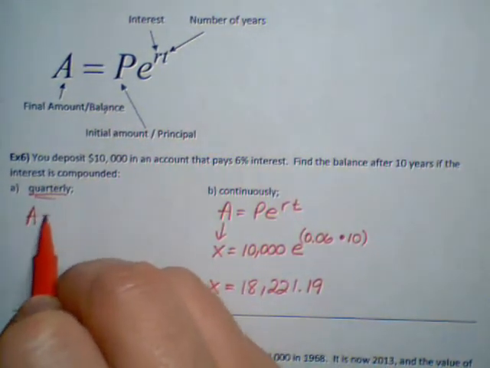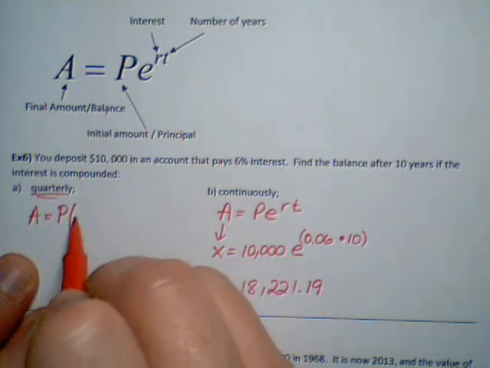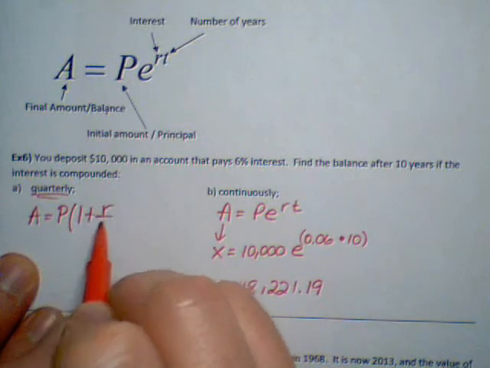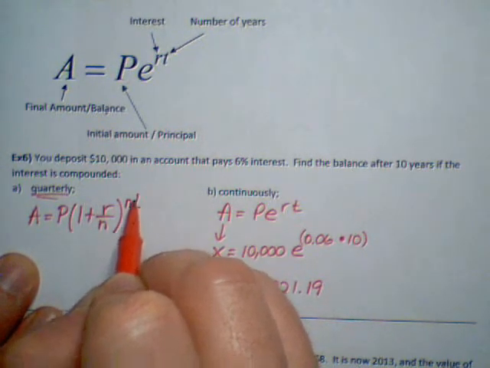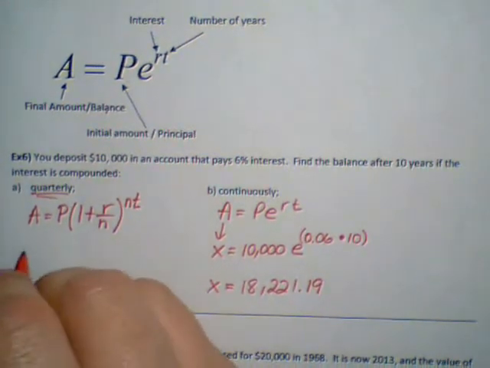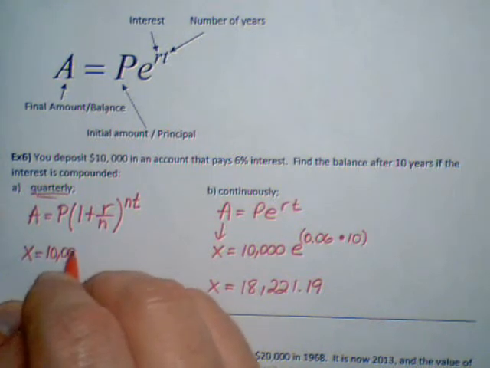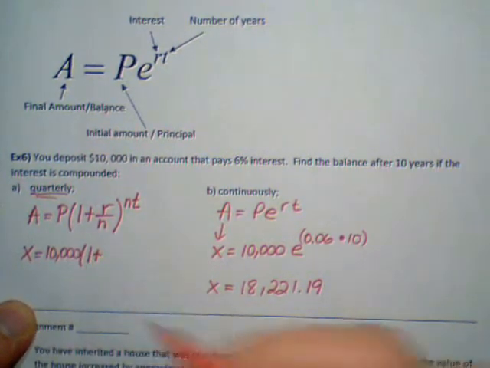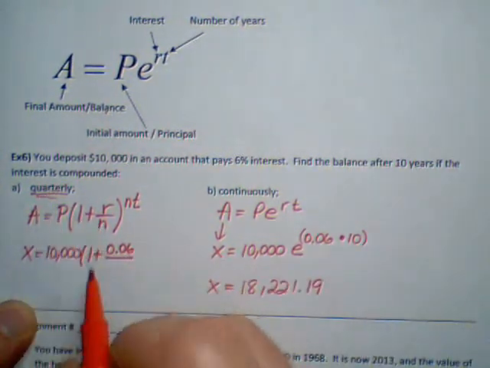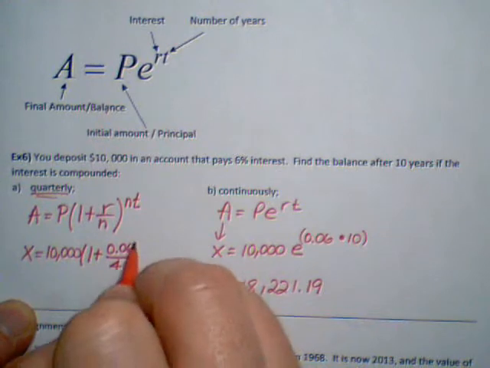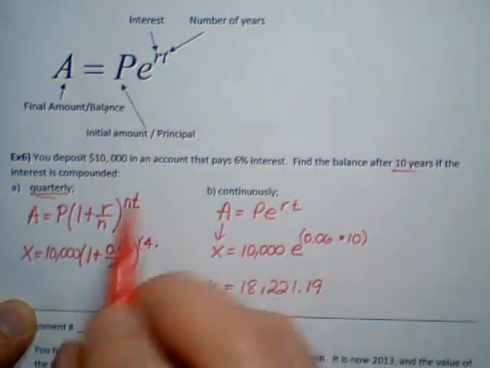Now remember, if you see the word quarterly, you're going to use a different equation. Because that equation, if you remember, is A equals principal, open parenthesis 1 plus interest rate over the number of payments, times the number of years. So we're looking for the balance. The principal was $10,000. 1 plus interest rate 0.06. The number of payments, if it's quarterly, that means 4. So that means this would be 4 times 10 years.